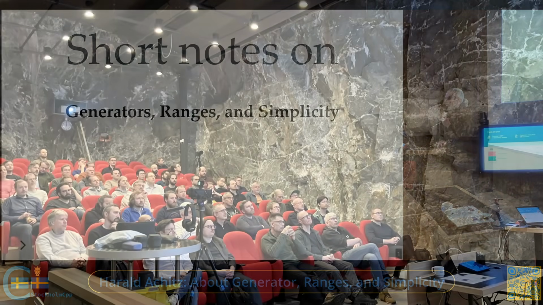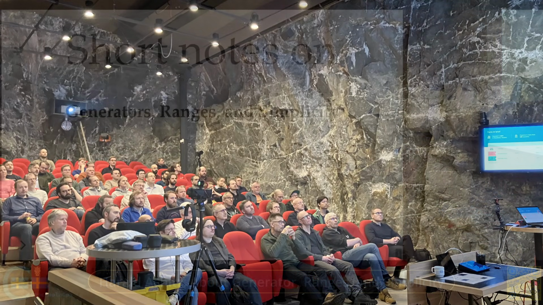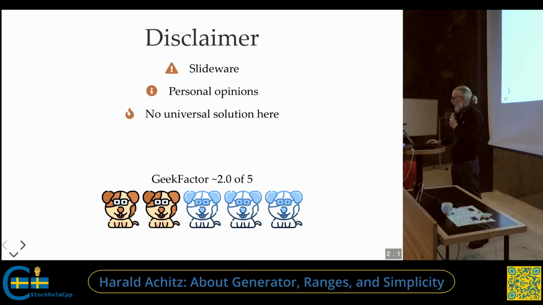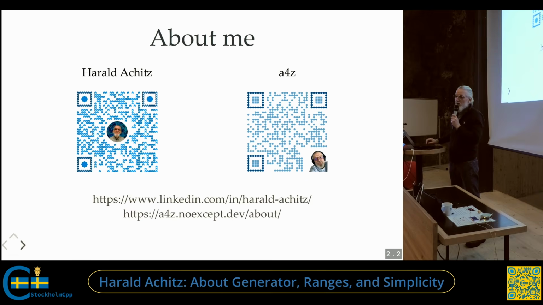Okay, then let me start with short notes on generators, ranges, and simplicity, because I have first my usual disclaimer. The code I have is slideware. I try to have no mistakes in it, but this happens. Personal opinions, of course, we can discuss them in the break, and no universal solution, because they are hard to have. And this is me if we want to find my private or my public interface, so to speak.